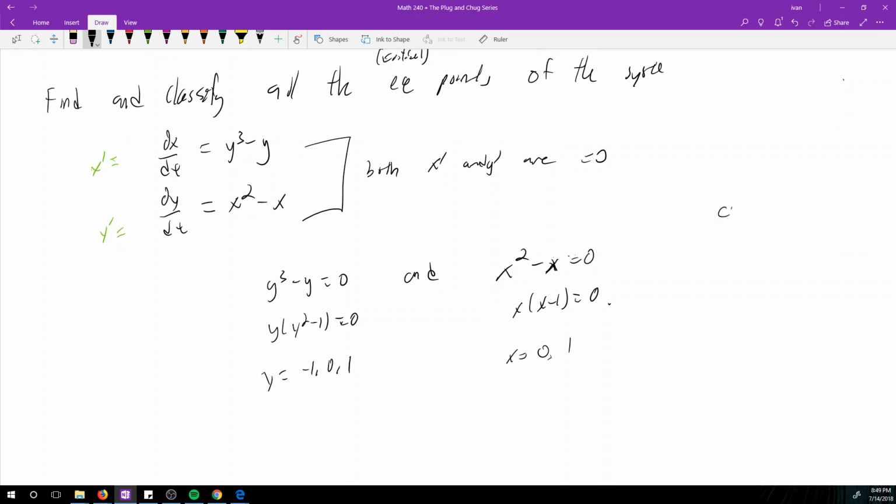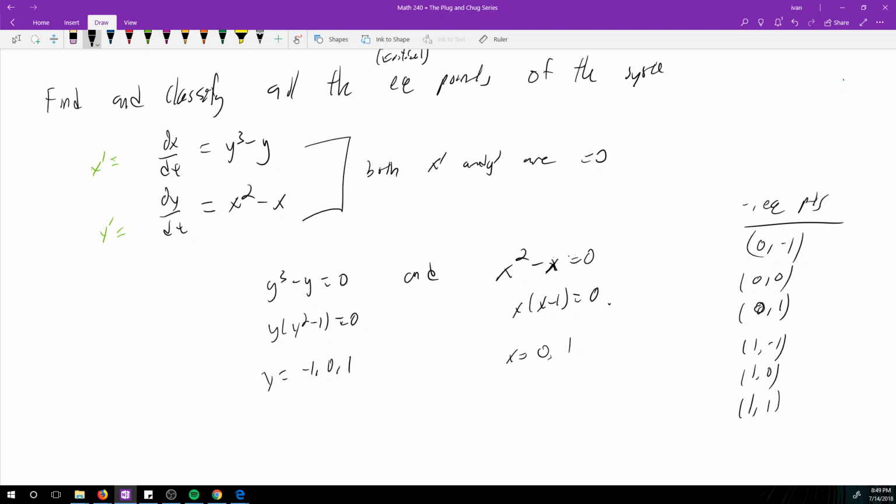So here are my critical points, or equilibrium points. So this is x and that's y. So I have (0, -1), (0, 0), (0, 1), okay. And now I have (1, -1), (1, 0), (1, 1), okay. And so these are the 6 equilibrium points that I need to find.